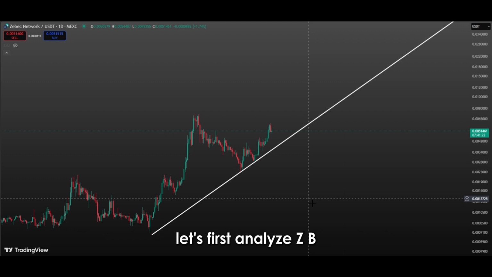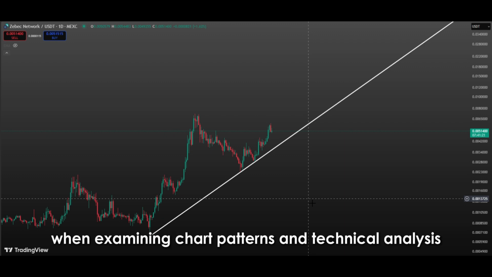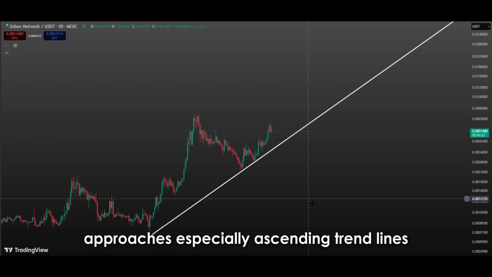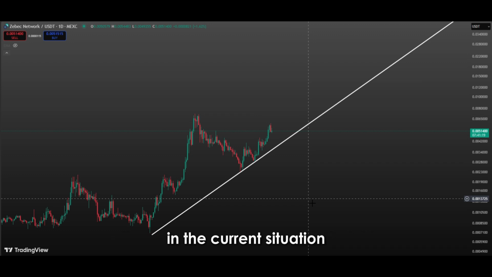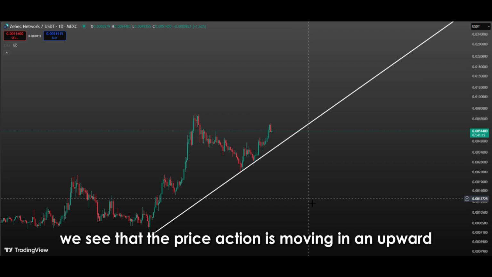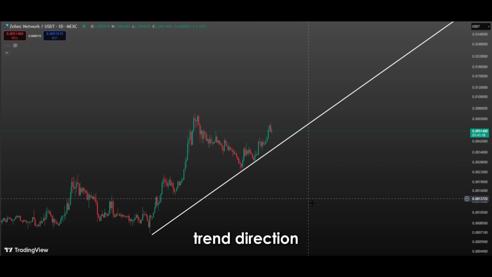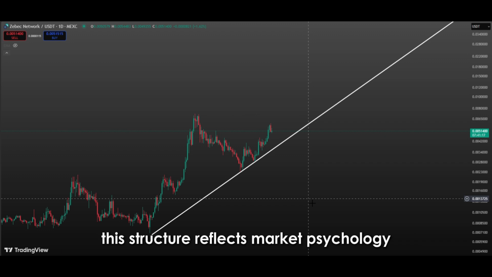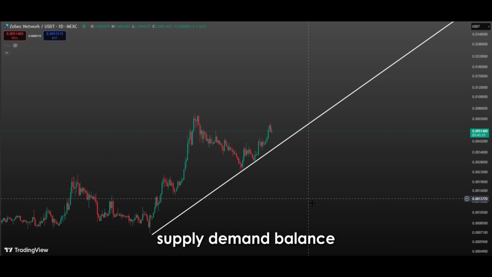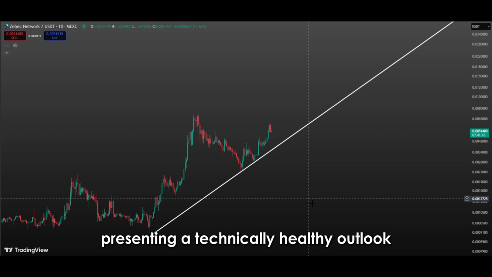Let's first analyze ZBCN. When examining chart patterns and technical analysis approaches, especially ascending trend lines offer investors highly valuable insights. In the current situation, we see that the price action is moving in an upward trend direction and is touching this trend line at regular intervals. This structure reflects market psychology, supply-demand balance, and investor confidence, presenting a technically healthy outlook.